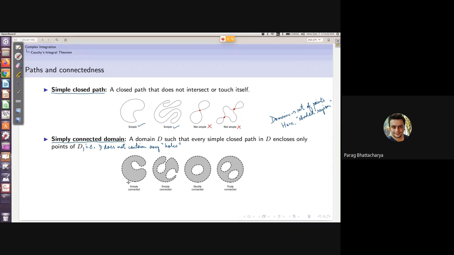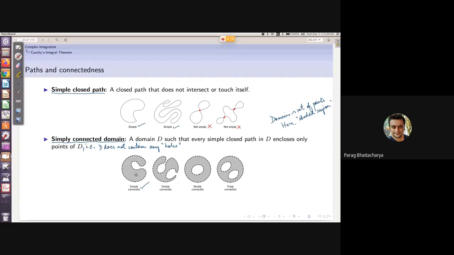belong to this domain. And as you can see here, all the points which lie inside this simple closed path, all of them belong to the domain. So this is a simply connected domain. Next, here also you look at the boundary. The boundary seems to be a very complicated boundary, but if you look at it carefully, this boundary is an example of a simple closed path.